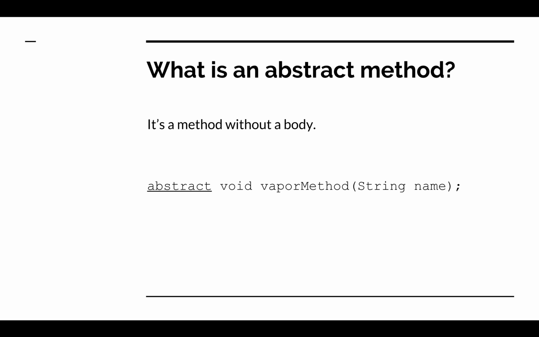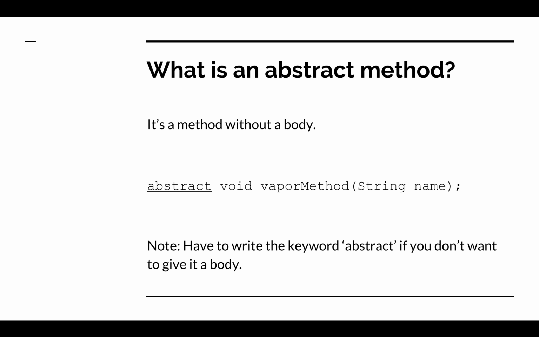What is an abstract method? Simple, it's a method without a body. So you see this method here? It's written abstract void vapor method string name. There's no body. I just wrote this one line. This is an abstract method. If I define a method and I don't give it a body, it's an abstract method. All right? Note, you have to write the keyword abstract if you don't want to give it a body. You got to do this. Okay? We'll see an exception to this in one sec, but you got to do this for now.